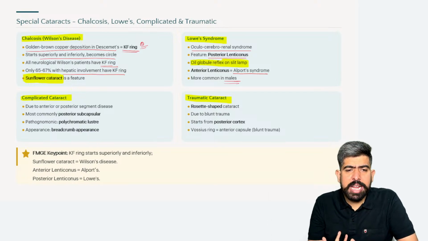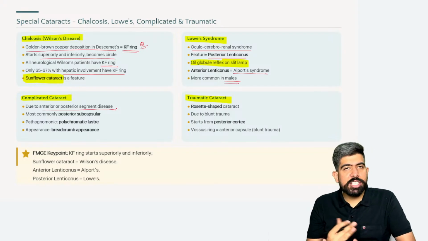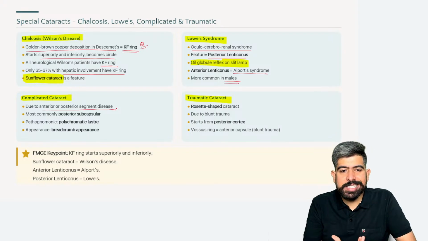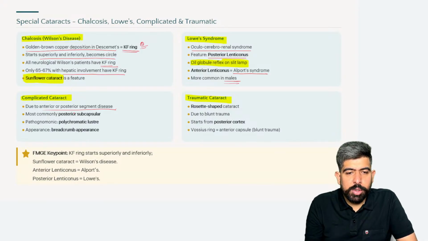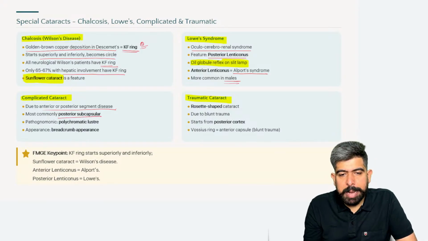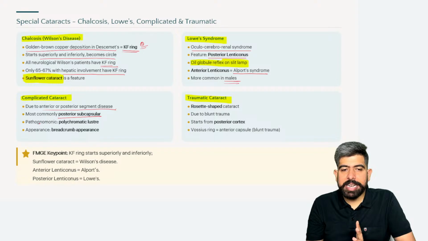This is due to anterior or posterior segment diseases. The complication will come from intraocular diseases only. So the most commonly seen is the posterior subcapsular cataract, which is the most common complicated cataract.